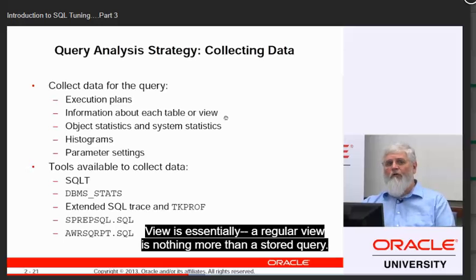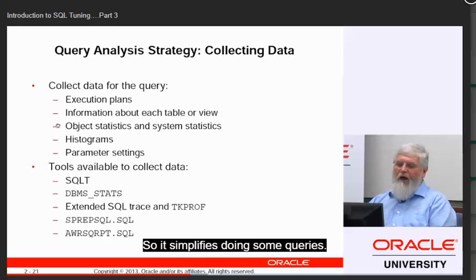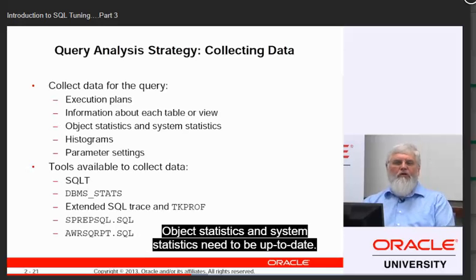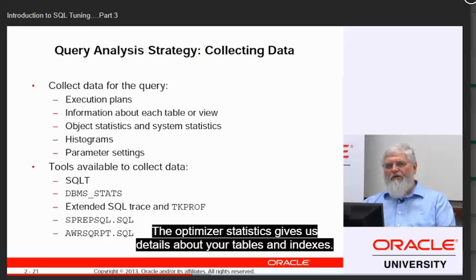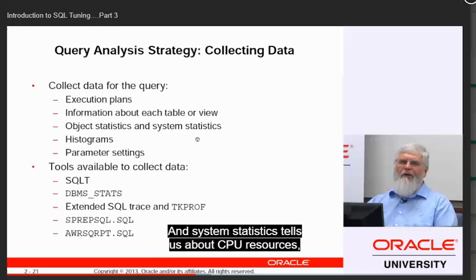Object statistics and system statistics need to be up to date. Okay? The optimizer statistics give us details about your tables and indexes. How many rows are in your table is a very fundamental statistic we collect. And system statistics tell us about CPU resources and how much they're typically used by a workload. The same thing for memory and I/O resources also.